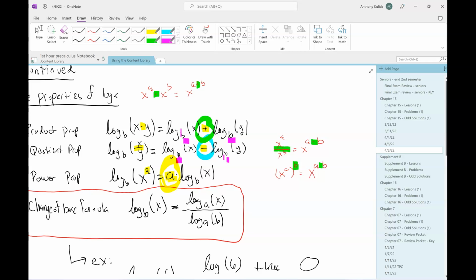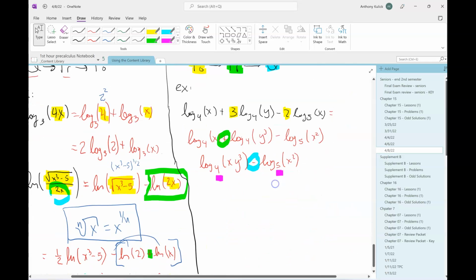Okay, it's a sneaky trick, Mr. Kulik. Yeah, but I'm showing it to you guys. If they were both base 5 or both base 4, then yes, we could do the quotient property. Since the bases are different here, we can't do anything more. This is where the problem would have to end.